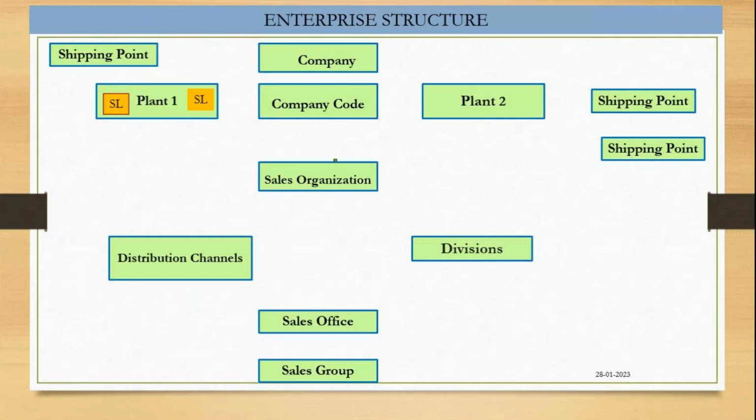Then we have another organizational element, that is plant. Here plant 1, plant 2. What exactly is a plant? Now plant is used by all modules. Why? Because some production is taking place in the plant. So the PP module says that material is getting produced in the plant, so it's a production plant.